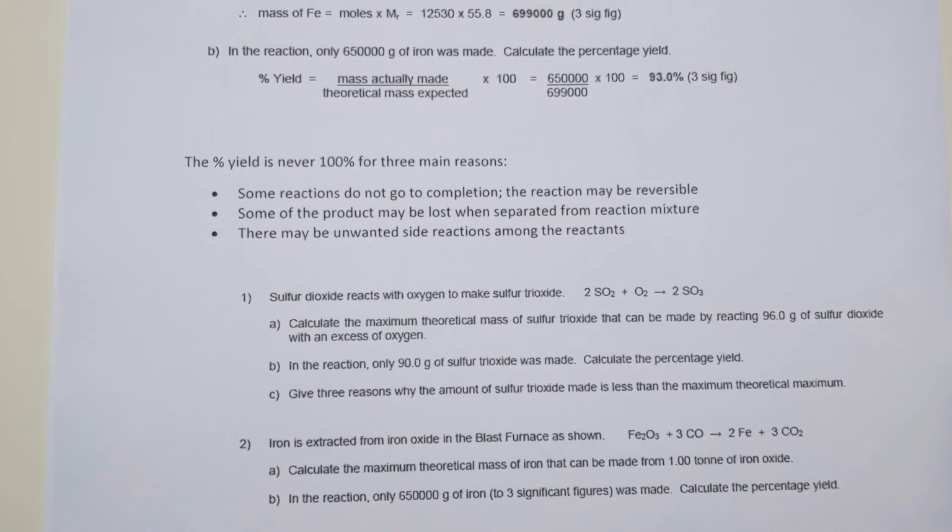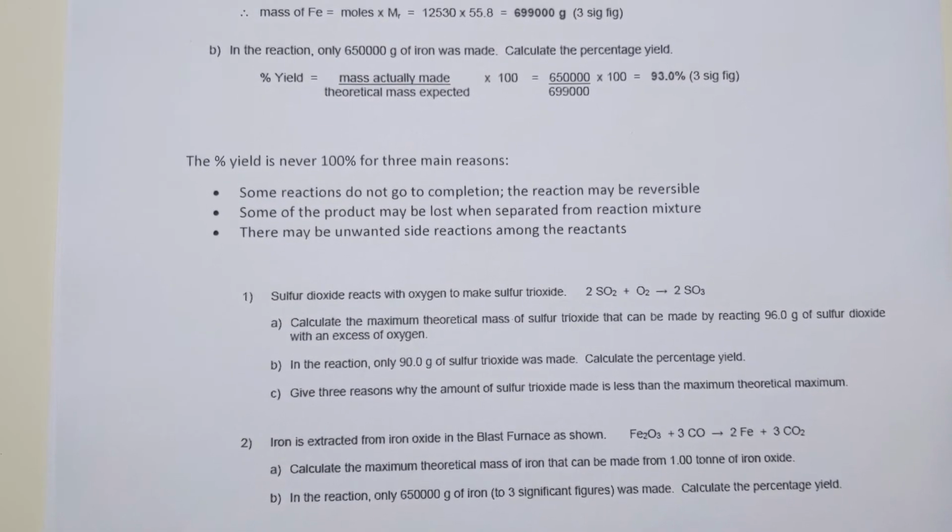First point is that some reactions do not go to completion. The reaction may be reversible. Maybe sounds a wee bit complex. Basically what that's saying is when you're doing a mole calculation, you're assuming that every last bit of the reactants will react. In reality, you can't guarantee that. In that example I looked at, some of the magnesium might not have got into contact with any oxygen, therefore couldn't have reacted. So you can never quite guarantee that everything will react as you expect it.